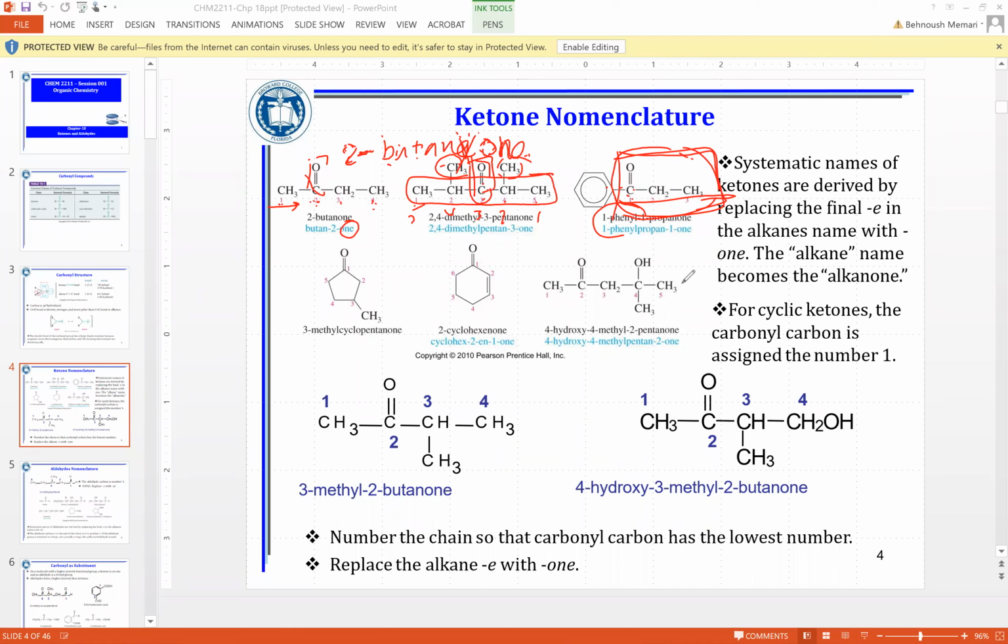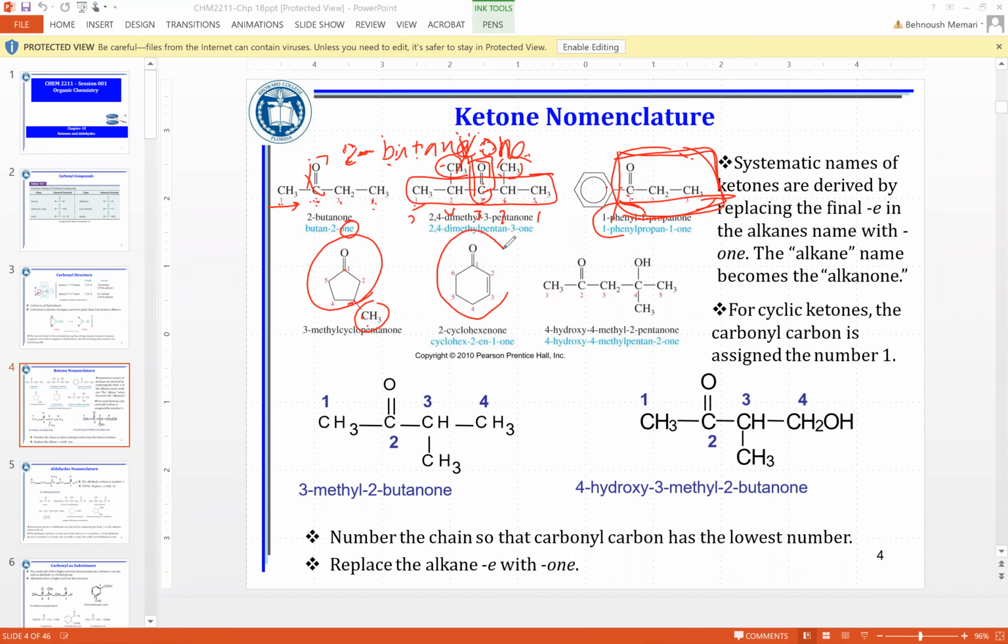For cyclopentanone, you don't have to say 1-cyclopentanone because the ketone takes the priority, and that would be carbon number 1 regardless. So when you say 3-methylcyclopentanone, that means the methyl group is in position 3 with respect to carbon 1 that carries the CO double bond.